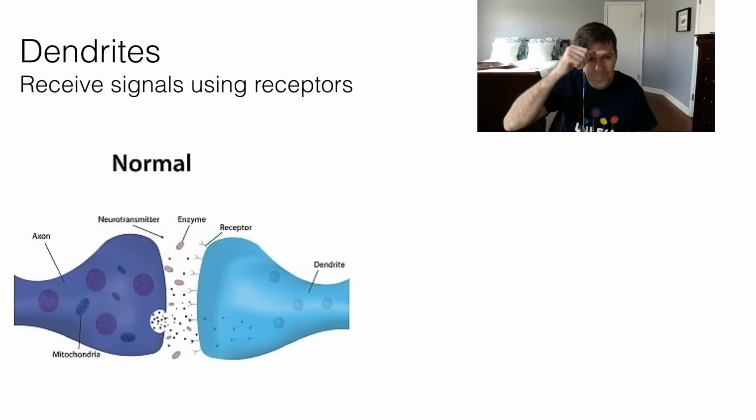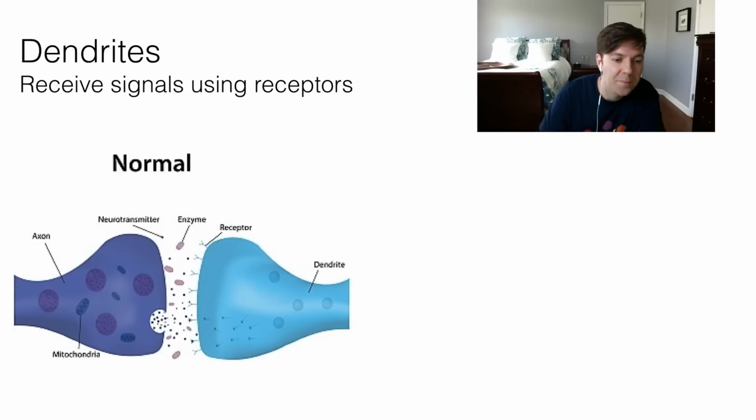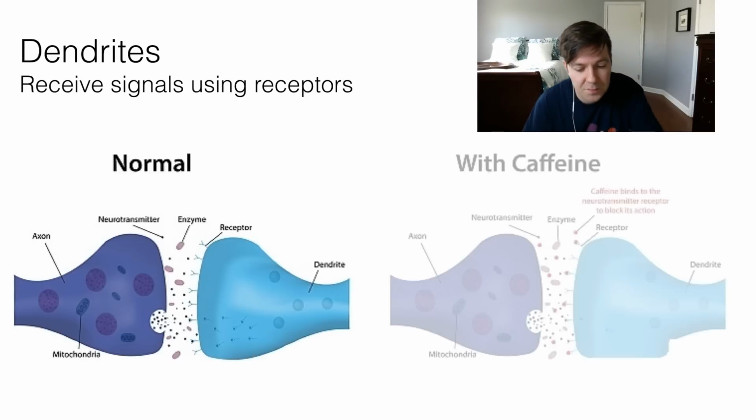Okay. On the ends of your dendrites, there are these tiny little receptors that can receive these messages from hormones or neurotransmitters.